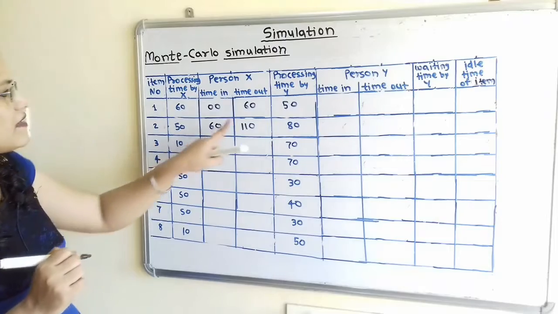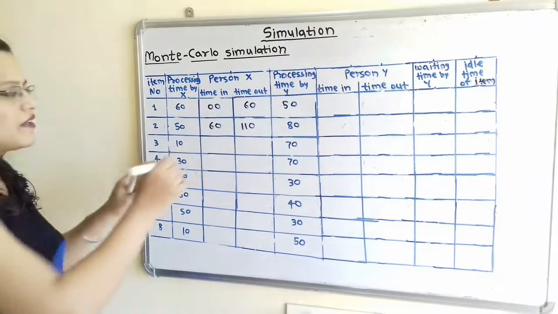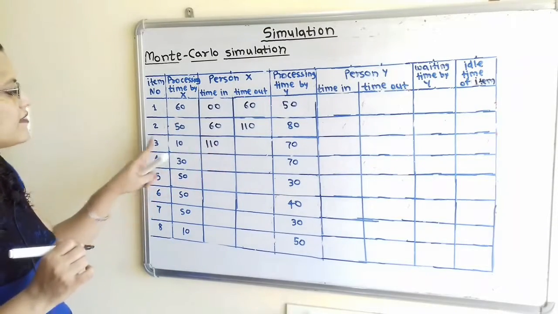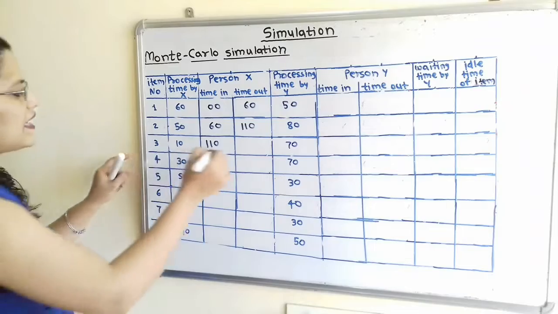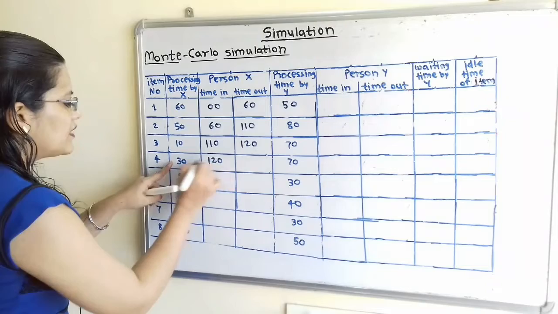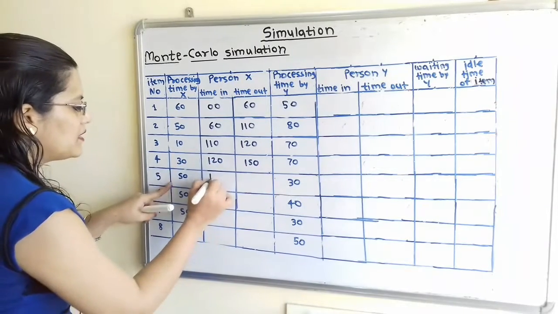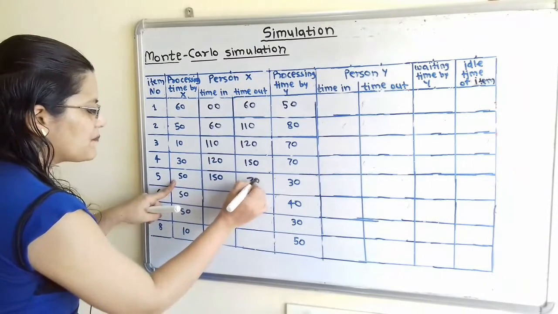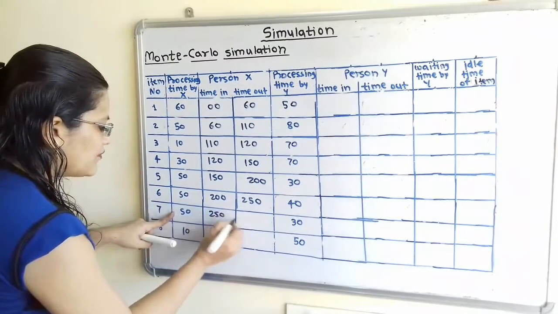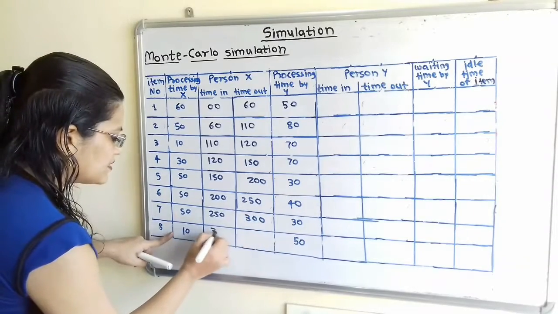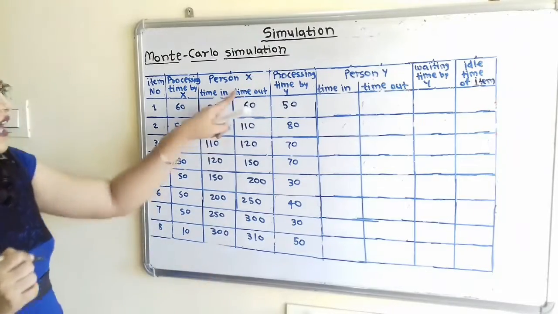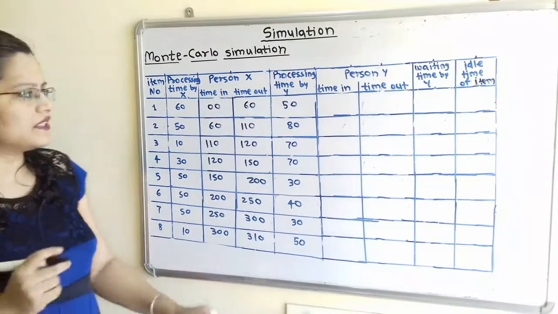Then for the third item, the person X is free only after 110 seconds. So 110 seconds is the entering time of item 3, and the processing time is 10, so the time out is 120 seconds. In the same way, here is 120, 120 plus 30 is 150. Here is 150, 150 plus 50 is 200. Here is 200, then here is 250. 250 plus 50 is 300, and here is 300 and here is 310. So all of these are the time out by the person X.